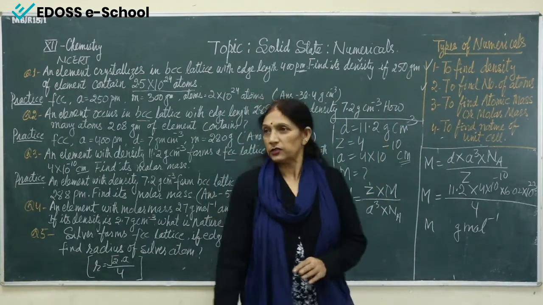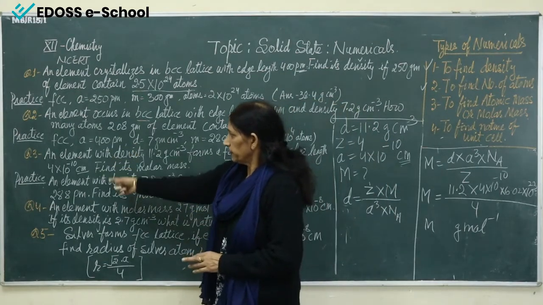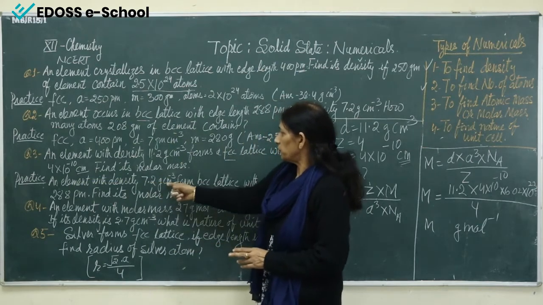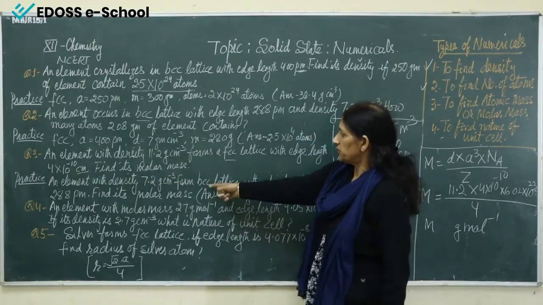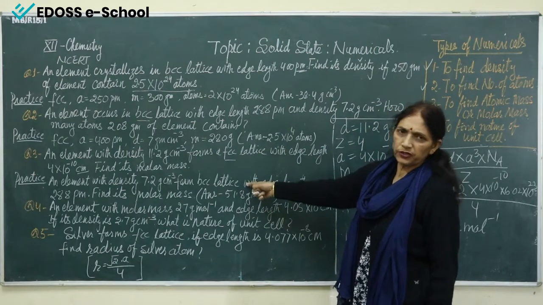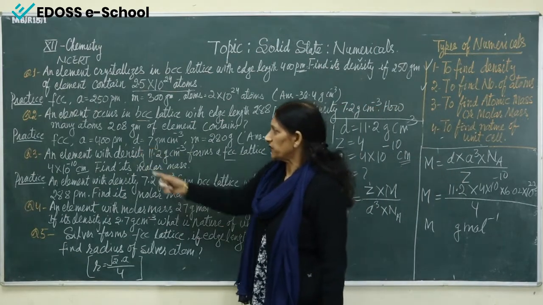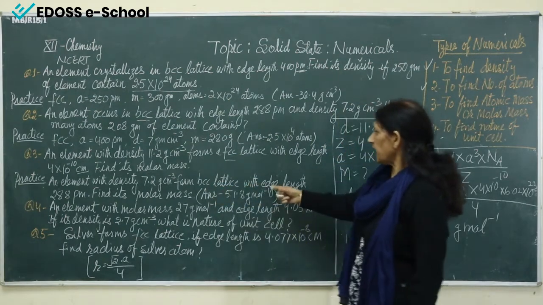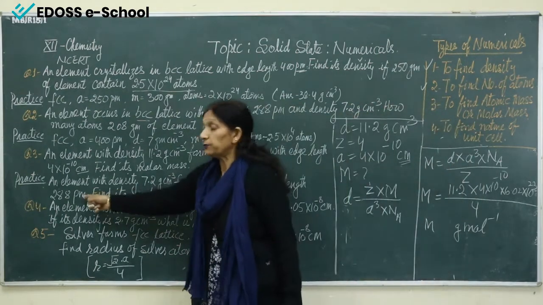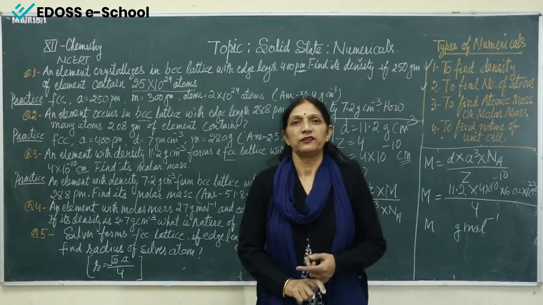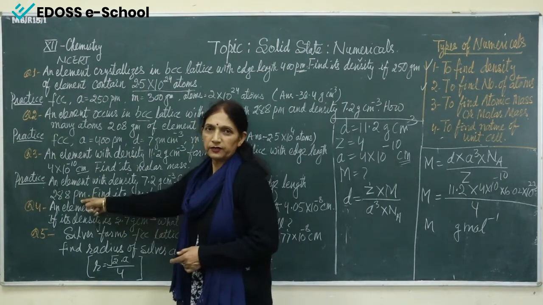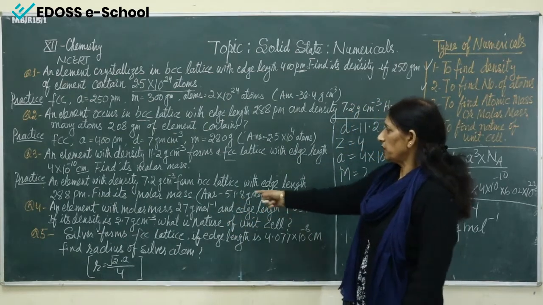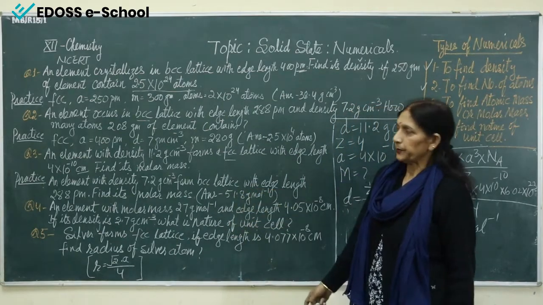Now see, this is the practice question. An element with density 7.2 gram per centimeter cube forms BCC lattice. Same type of question, but here in place of FCC, I have given BCC, with edge length 288 picometer, but here you have to convert edge length into centimeter. Find its molar mass. So same way you have to do the question, and answer is given here.